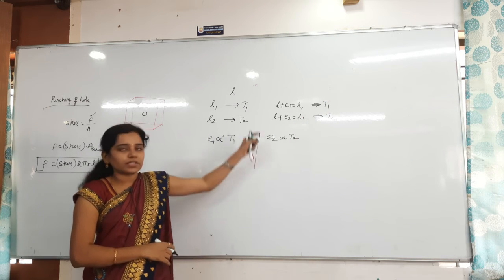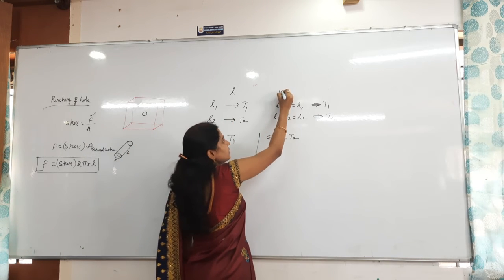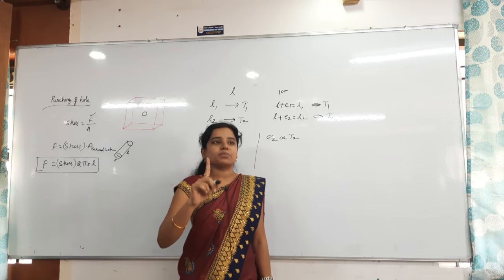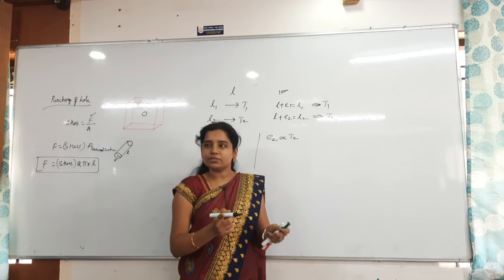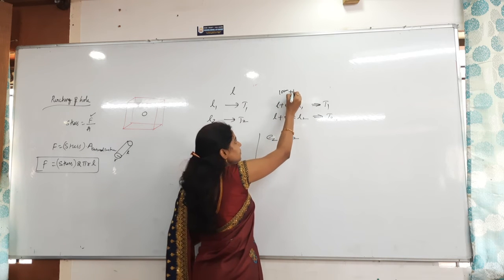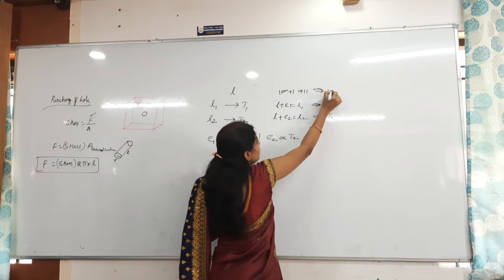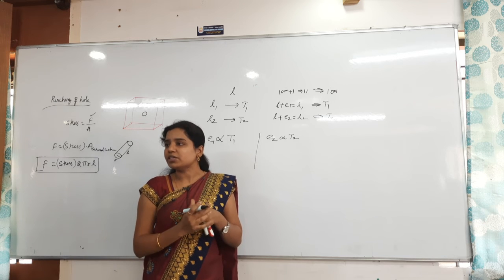Clear? Any doubt in that? Initial length is L. 10 centimeter was there. Now I applied 10 newtons force, so 1 centimeter elongated. Total length is how much finally? 11. Why? Because 10 centimeter plus 1 centimeter elongation gives you 11. Whenever I applied 10 newtons force, obviously that is 10 newton tension only.